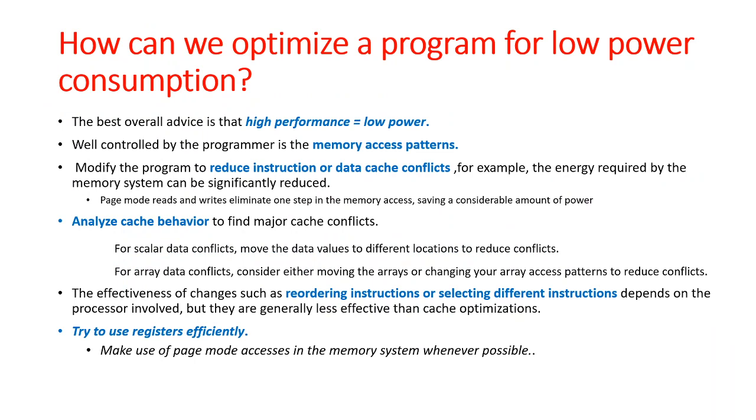So these are some recalling points. To optimize the program, if you go for high performance, it must go with low power. So we have to look at the memory access pattern. To reduce instruction or data cache conflicts, we have to resolve them. Analyze the cache behavior. Try to use the registers efficiently. Reorder the instructions and select different instructions.